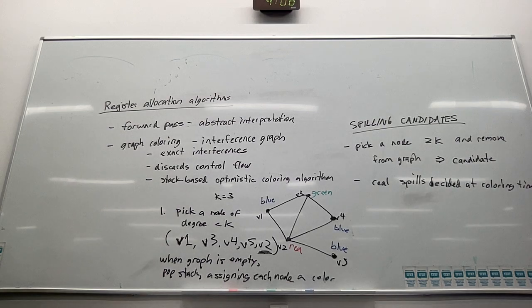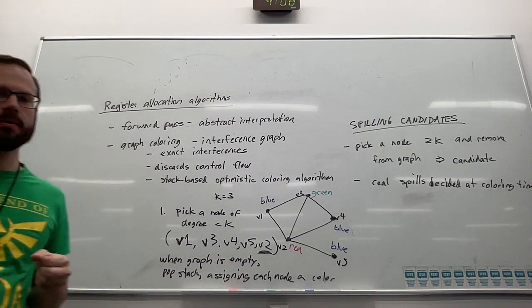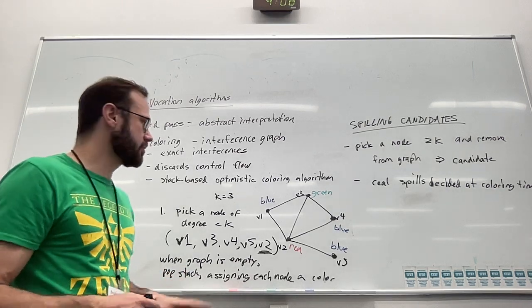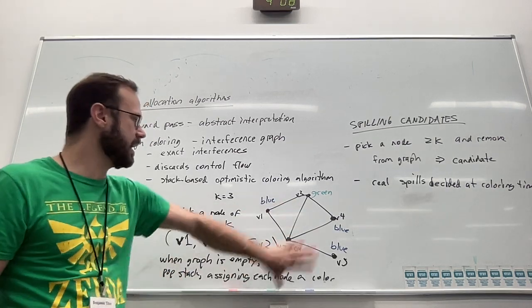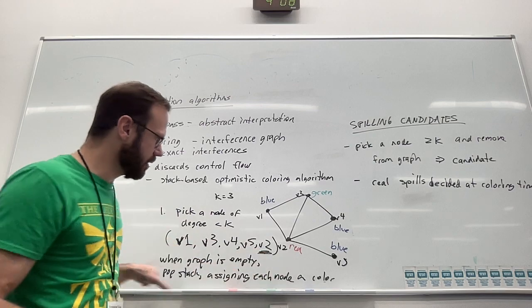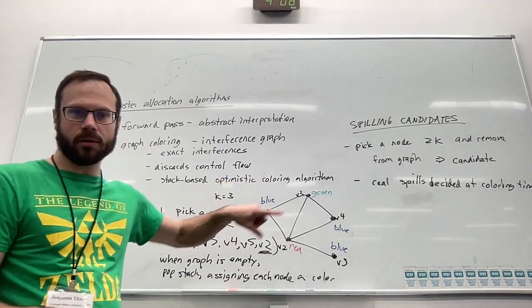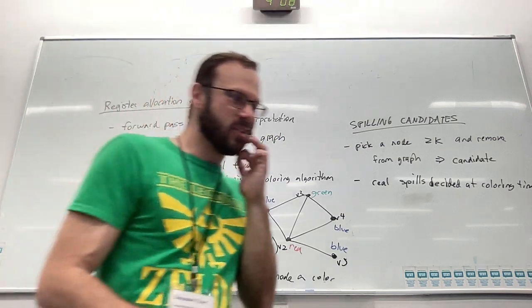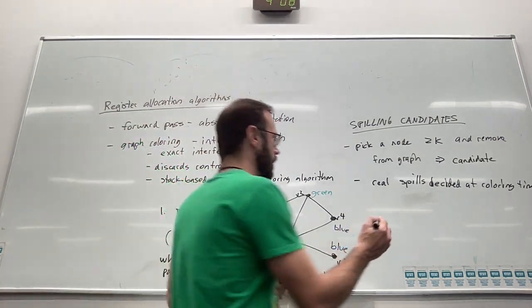So what does a spill actually mean? A spill means that a variable cannot get a register. So when we get to putting it back into the graph during this popping part, there are no colors available because everything around it has already got a color. And so it is going into memory.